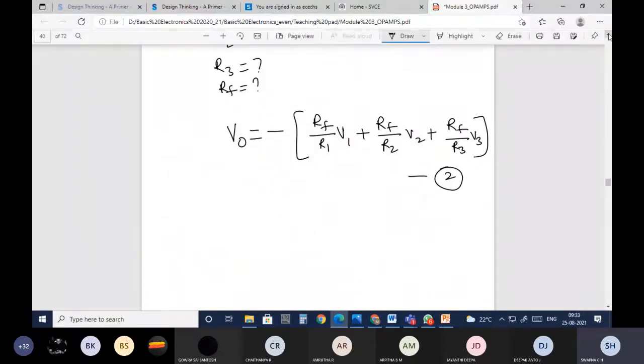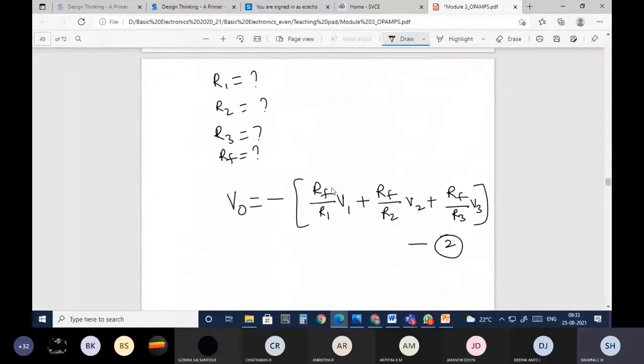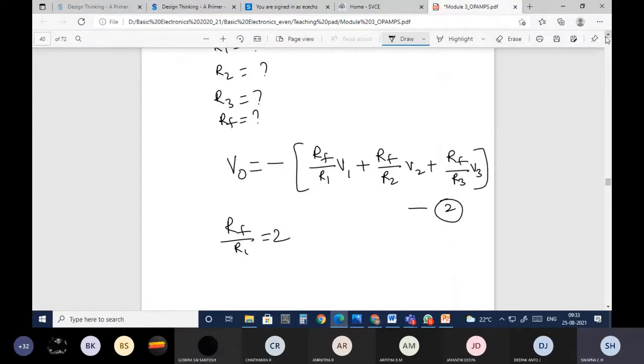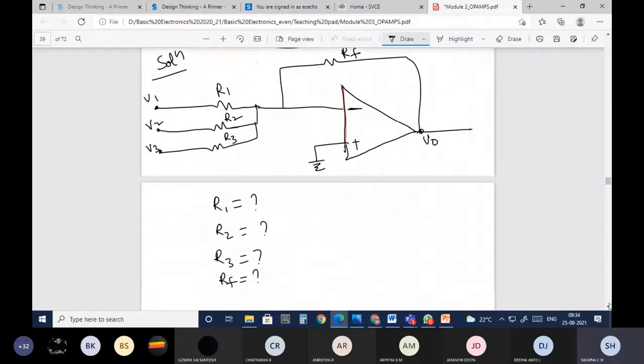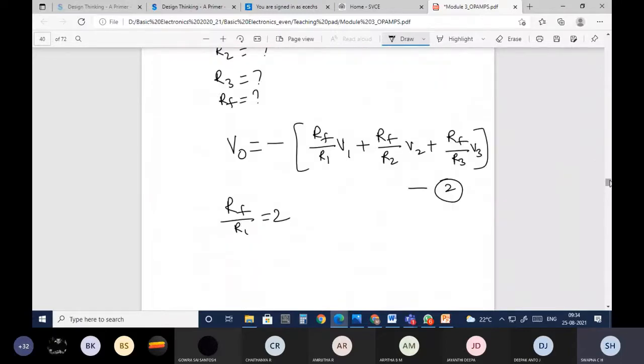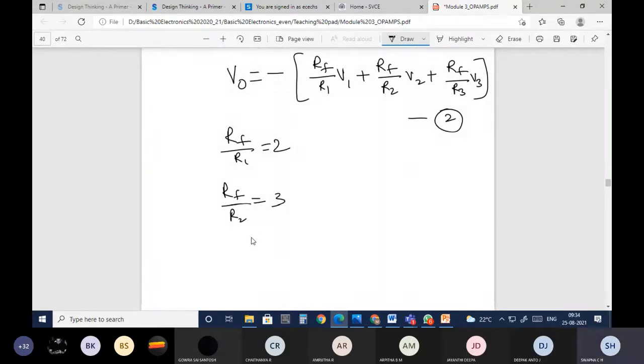When you compare equation 1 and 2, the coefficient of V1 is 2 here, but the coefficient of V1 is RF by R1. So you can write RF by R1 is equal to 2. In the same way, the V2 coefficient is RF by R2 here, but here it is 3, and the V3 coefficient is 5 here, and there it is RF by R3. So I will write RF by R2 is equal to 3. That's the coefficient of V2. So just observe, the coefficient of V2 is 3. So RF by R2 is equal to 3.